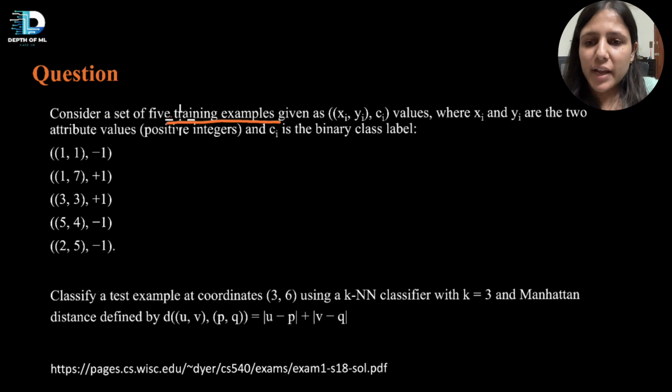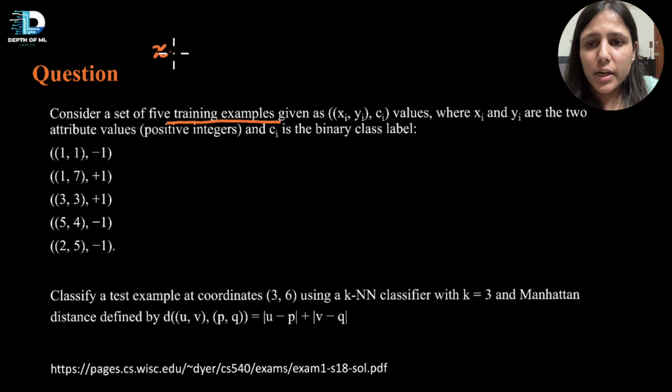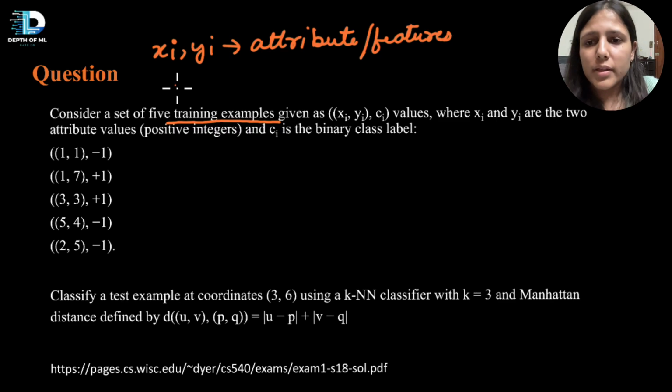Consider a set of 5 training examples given as xi, yi, ci values, where xi and yi are 2 attributes or positive integers and ci is a binary class label. Okay, so they are saying that xi and yi are attributes. Attributes are also called features. So they are saying we have 5 data points with xi and yi as features, and there is class ci associated with this, which is a binary class.